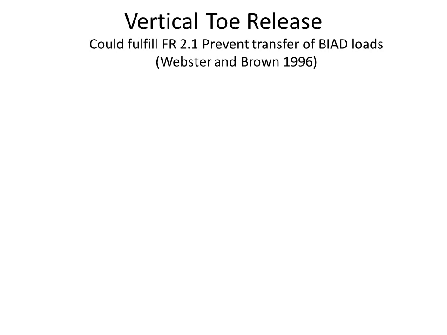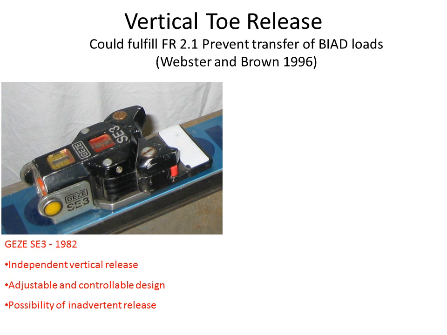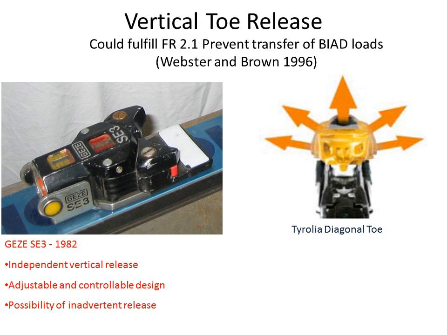There already have been some binding designs that have been created to address some of the ACL injury mechanisms. Vertical toe releases have been in bindings since the early 1980s. The Gatesy binding, developed in 1982, incorporated a vertical toe release. The vertical release was independent of the horizontal release, which allowed for independently adjustable and controllable release mechanisms. The main issue with this binding is that it introduced another release mode and increased the possibility of inadvertent release in the binding.